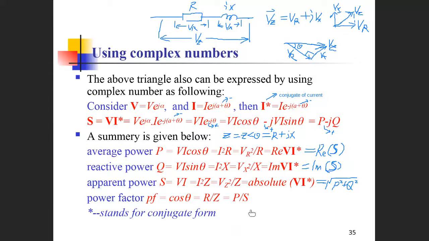Furthermore, the power factor is defined as cosine theta, where theta is the impedance angle, which furthermore is actually the ratio between R and Z, or P over S. P is the average power, S is the apparent power. Here we just consider the values of it.